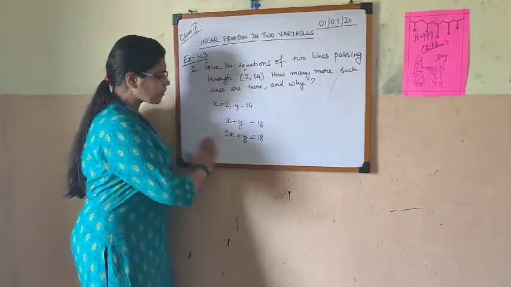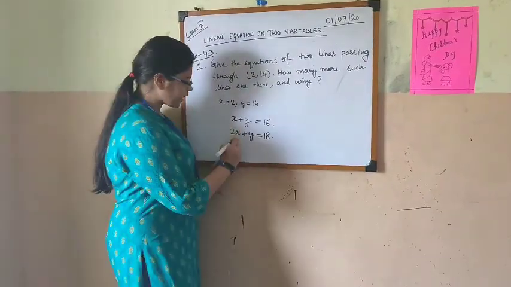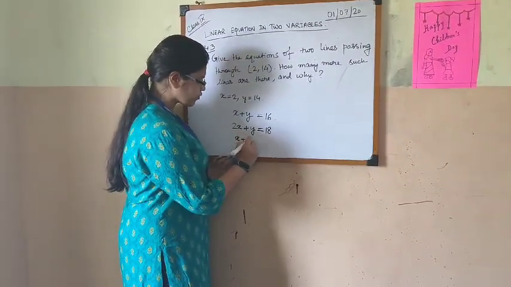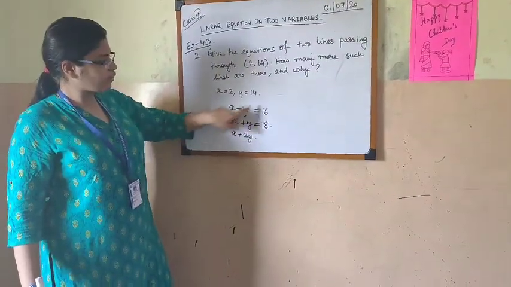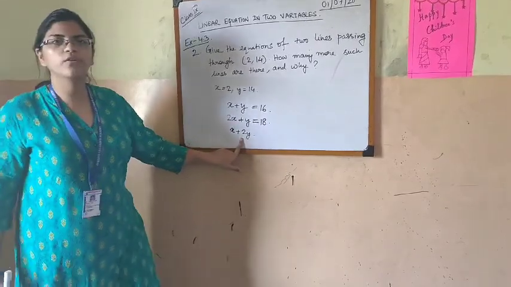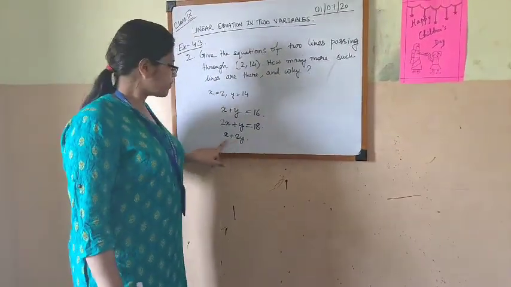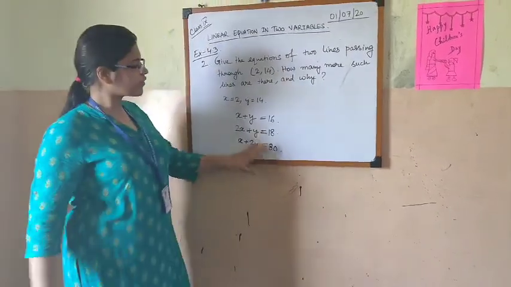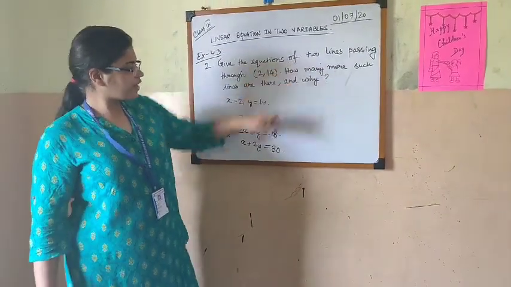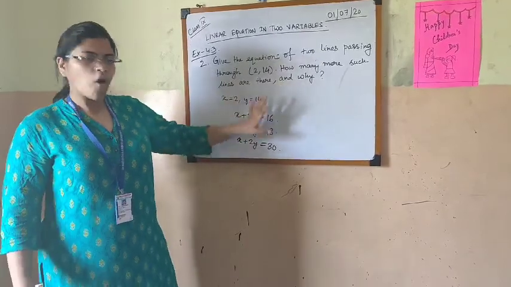We can also multiply y with 2. If I am taking x plus 2y, x is 2 here and y is 14. So 14 into 2 we know is 28, and 28 plus 2 gives us 30. So this can be another equation. We have to find out 2, so that means we can write any 2.